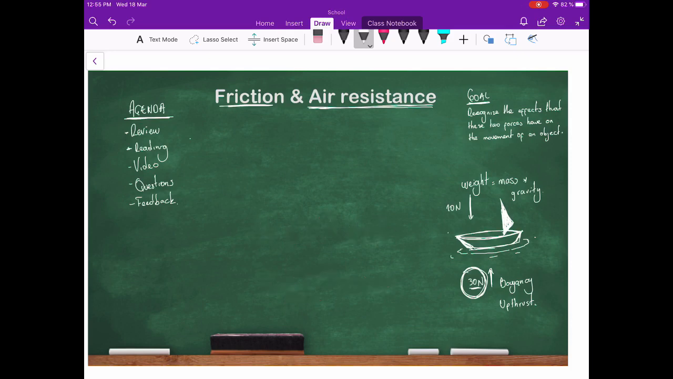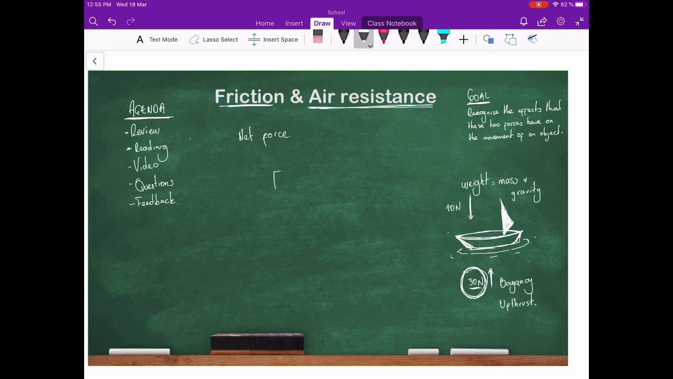Now, when we talk about balanced and unbalanced forces, we also talk about net force. How can we calculate the net force? How can you find the net force? The net force is just the addition or the subtraction of the forces acting on an object.